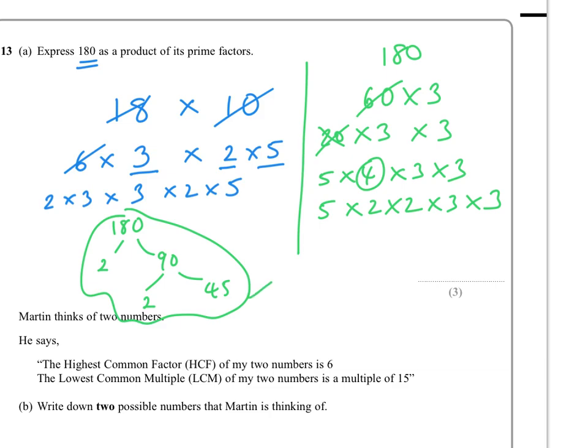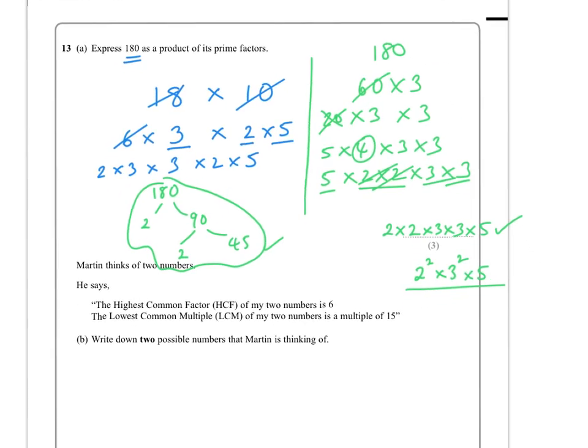Here I then try and neaten it up a little bit. I start with the smaller ones first, and then 3 times 3, and then the 5. Sometimes students write 2 squared times 3 squared times 5. I'm sure that would be okay as well, but I'd probably leave it like that for GCSE. Now let's have a look at the next part.